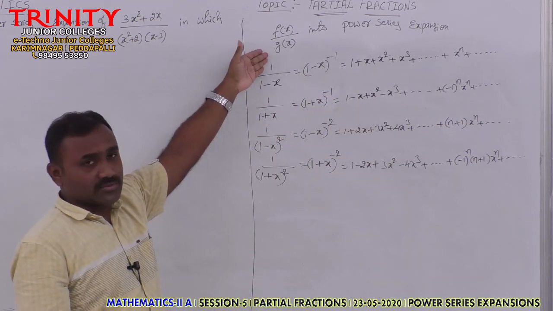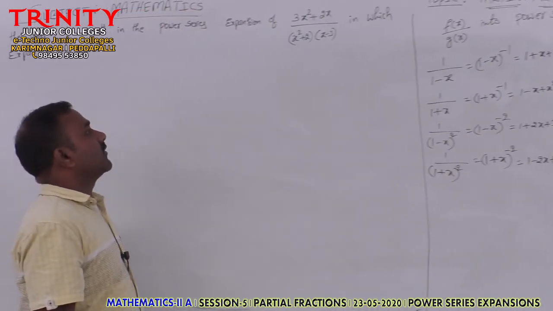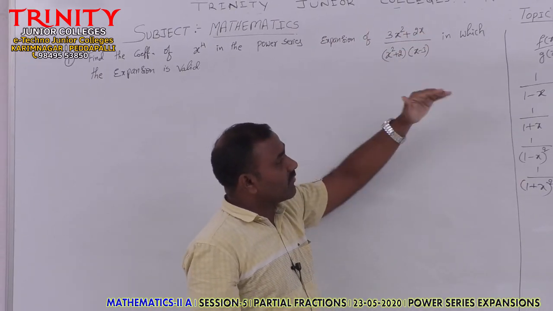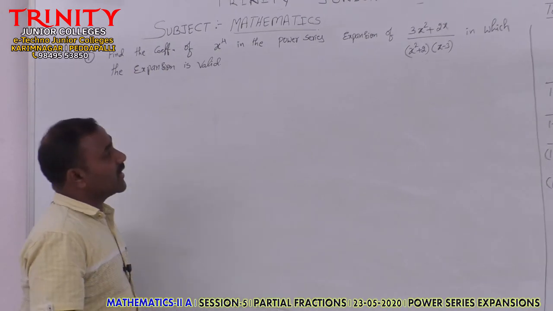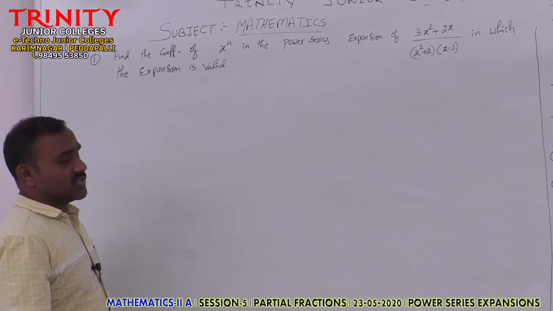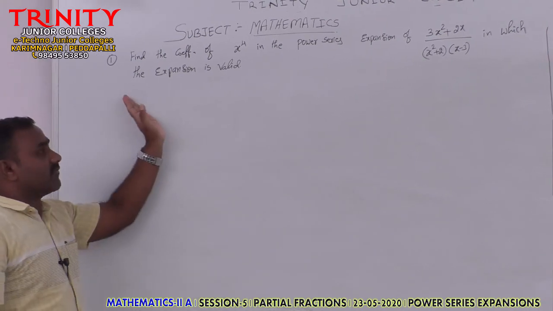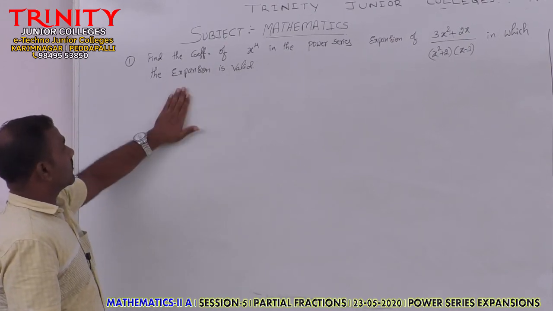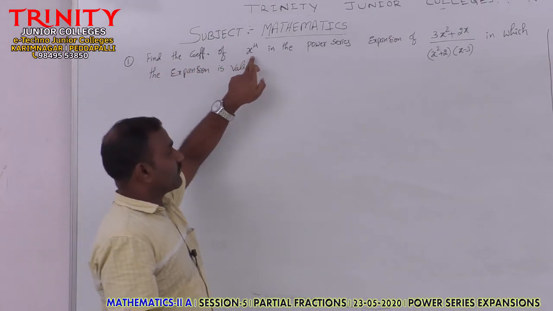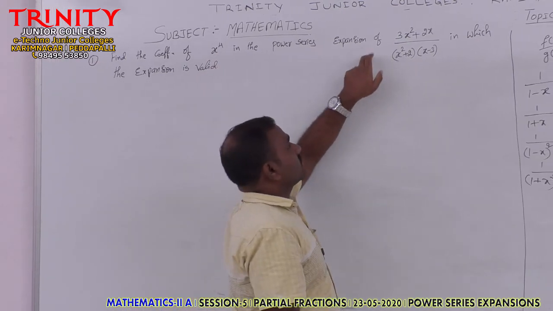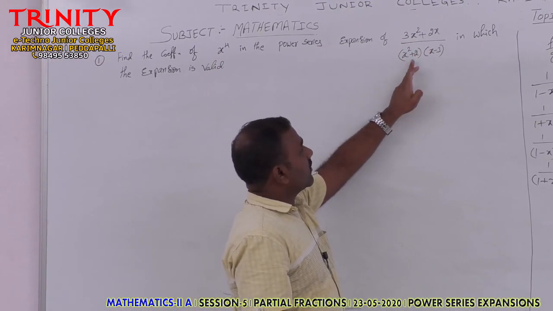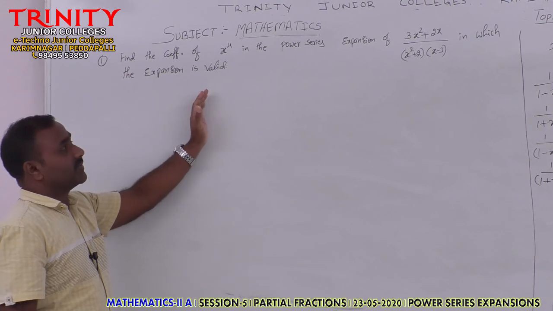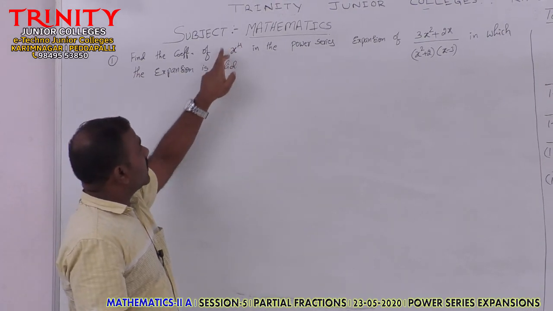in power series expansion. For that, we'll do one problem for expansion of f of x by g of x into power series expansion to find a particular coefficient in the fraction f of x by g of x. Now we'll see one problem for that. Find the coefficient of x power 4 in the power series expansion of 3x square plus 2x by x square plus 2 into x minus 3, in which the expansion is valid. First, it is asking for the coefficient of x power 4.